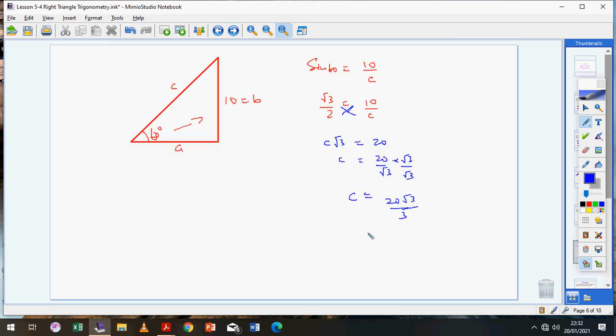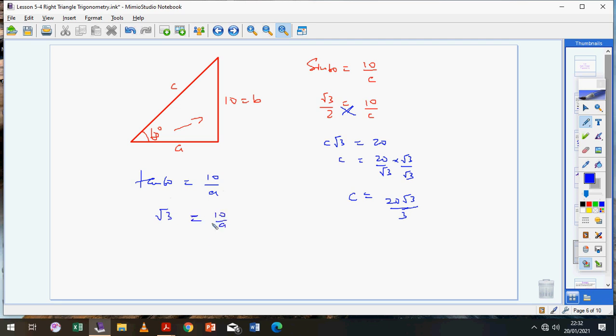So let's see. And A, I can use cosine, because cosine of 60 will be equal to, or in this case I can use tan. Honestly, I can use tan or cosine. If I use tan, the tan of 60 will be equal to 10 divided by A, right? And I hope you guys remember that tan of 60 was the same thing as root 3, is equal to 10 divided by A.